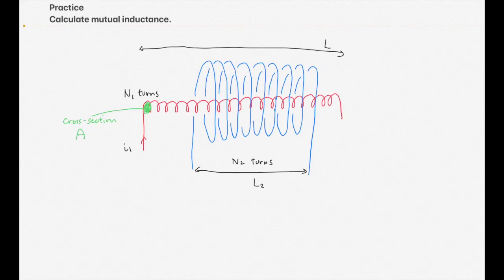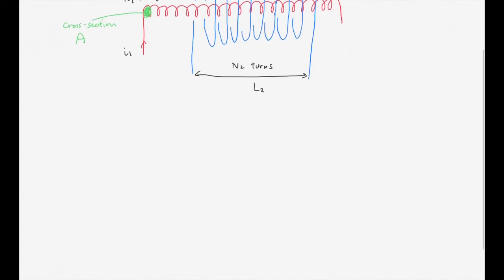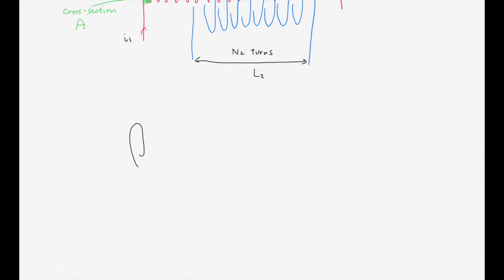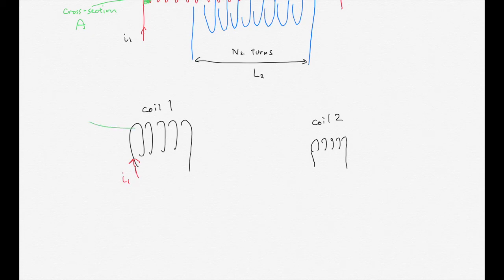So in this practice, we'd like to calculate mutual inductance. To consider the mutual inductance, we consider two coils, like coil 1, this is coil 1, and also coil 2. If the current I sub 1 is flowing in one of the coils, then this current induces a magnetic field.